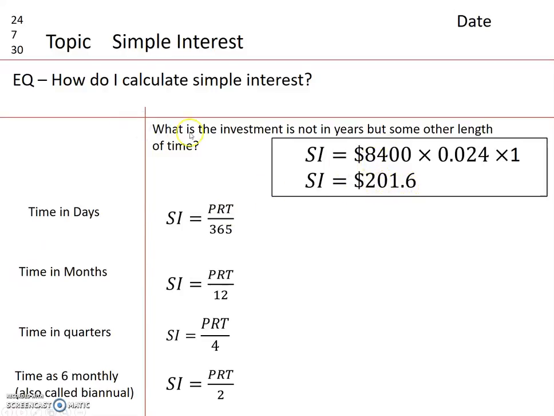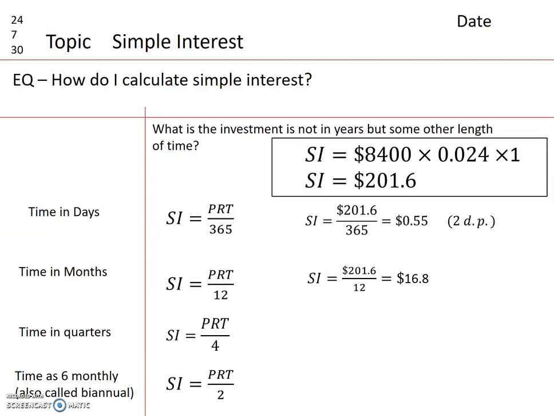$201.60. So that is the interest after 1 year. Then all we have to do is divide it by 365 to get the interest after 1 day, which would be $0.55.